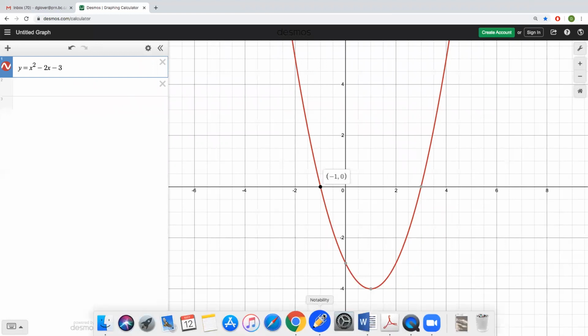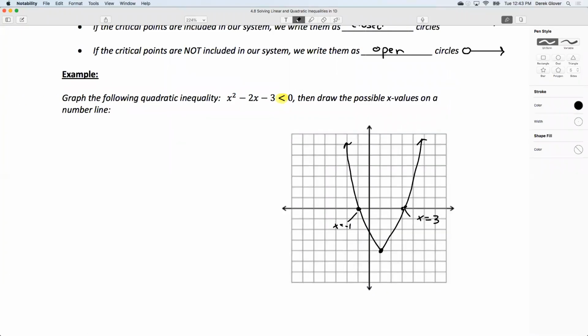Yeah. So what we're interested in is everything where this function is below 0. So we're interested in this bottom part. We're interested down here. All right. Now, if we had less than or equal to, we would include minus 1 and 3. Since we aren't, then technically the answer is going to be x is strictly less than 3 and x is strictly greater than minus 1.